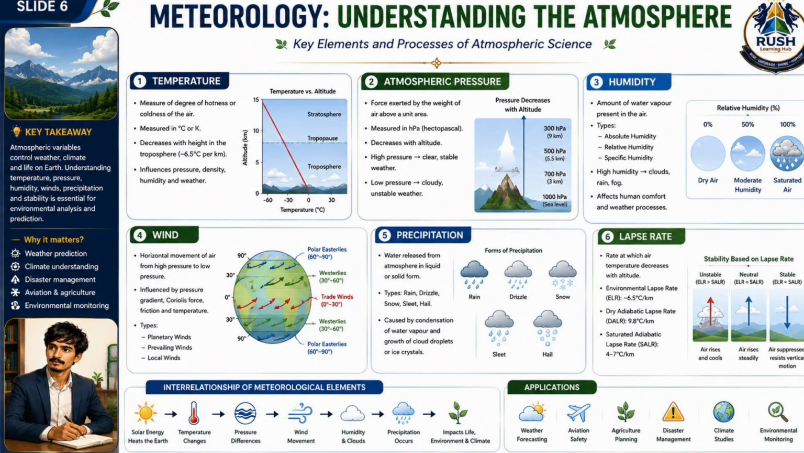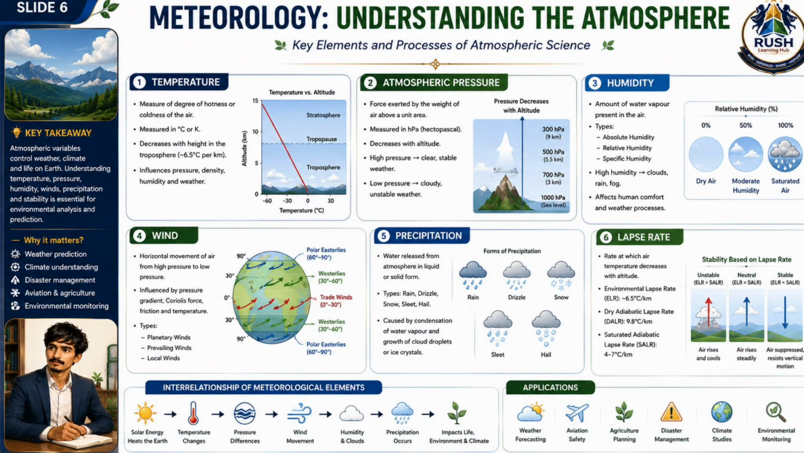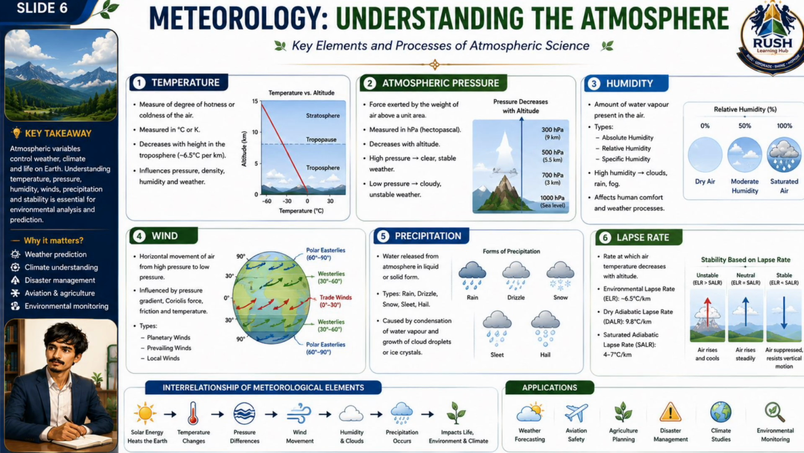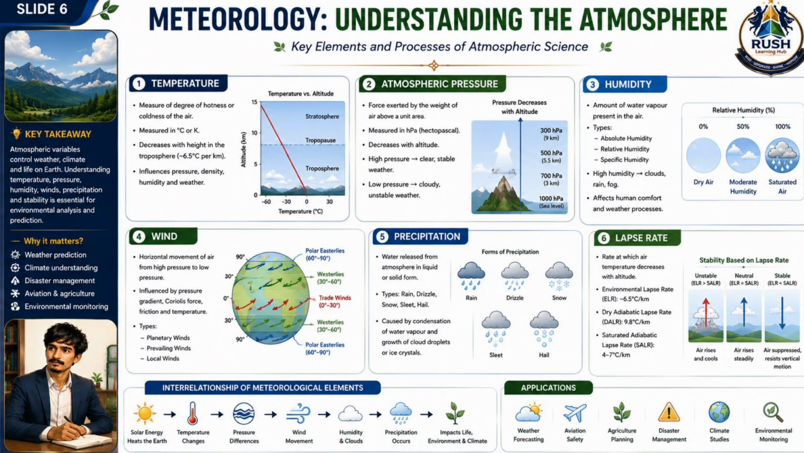Temperature is the degree of hotness or coldness of air. It is usually measured in degrees Celsius or Kelvin. In the troposphere, temperature generally decreases with altitude at an average rate of approximately 6.5 degrees Celsius per kilometer. This value is known as the environmental lapse rate. Temperature controls several atmospheric processes including air density, pressure, humidity, evaporation, condensation, and cloud formation.